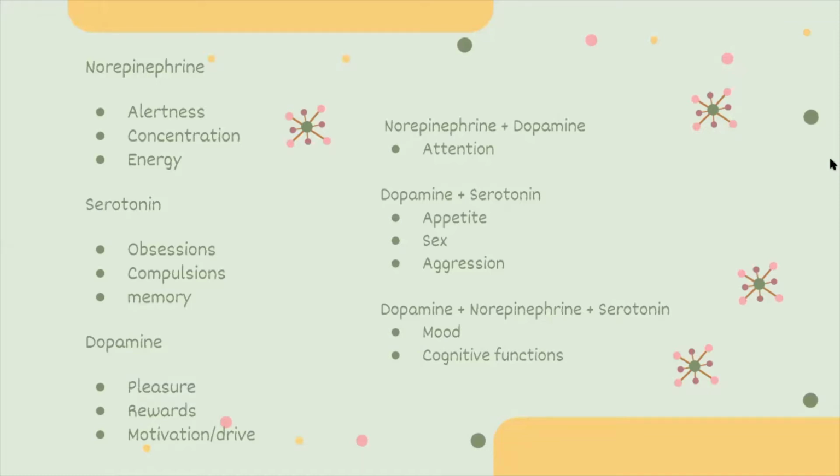Dopamine and serotonin are for appetite, sex, and aggression. Dopamine plus norepinephrine and serotonin help with mood and cognitive functions.